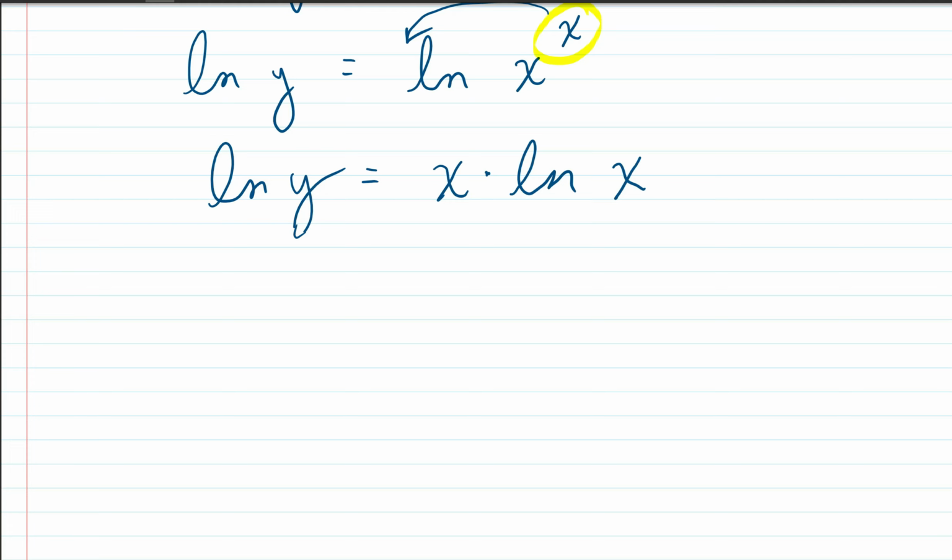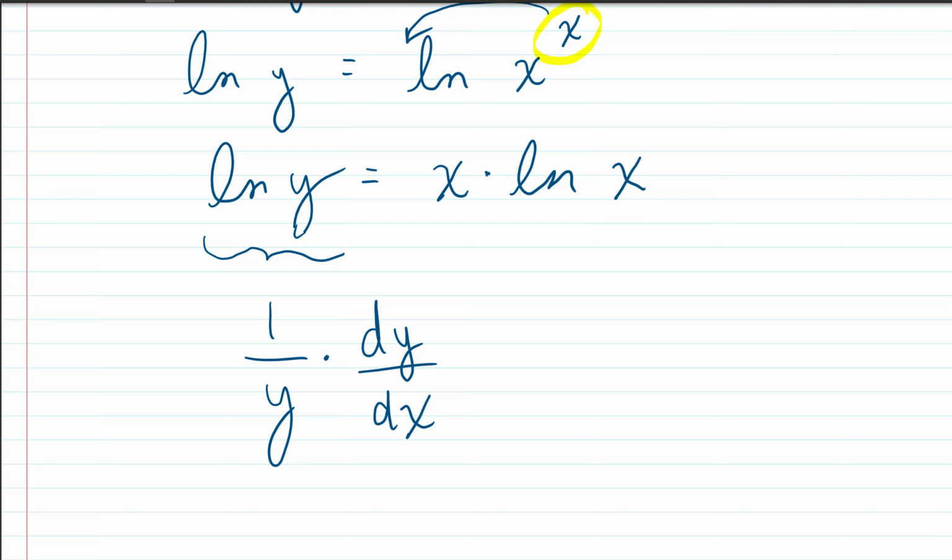Our third step will be to differentiate both sides with respect to x. We'll do this implicitly. So what's the derivative of the natural log of y? Using implicit differentiation, we use the chain rule: take the derivative of the outer function, the natural log, which gives us 1 over y. We keep the inner the same, and then multiply by the derivative of the inner, where the derivative of y with respect to x is just dy dx.